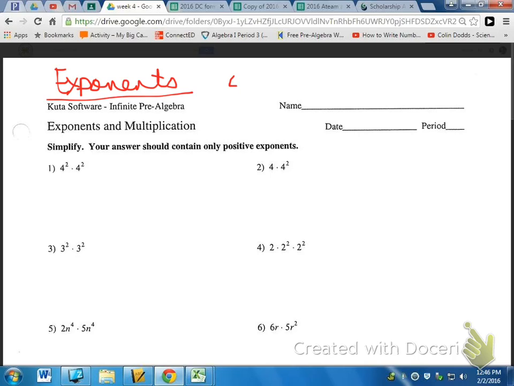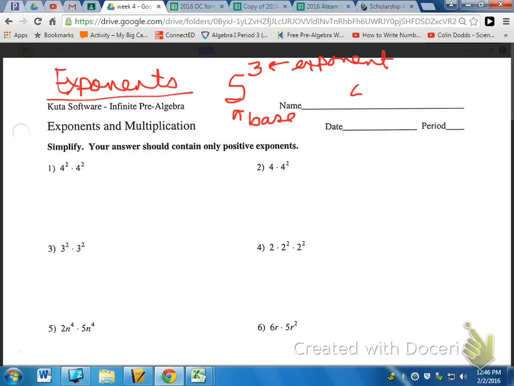So if I have 5 to the 3rd power, 5 is the base and 3 is the exponent, and it tells you how many times you take the base times itself. So this would really be 5 times 5 times 5. And we're honestly not doing that so much as this.